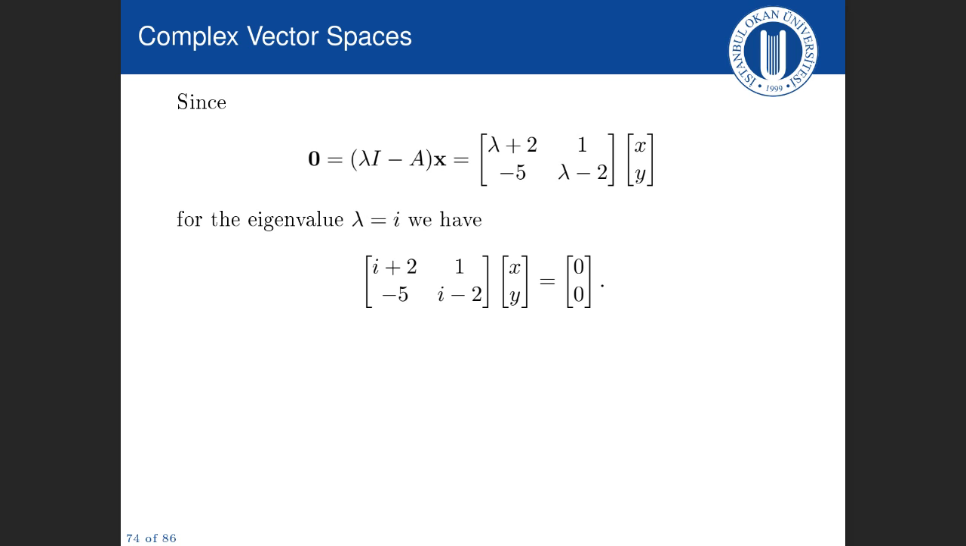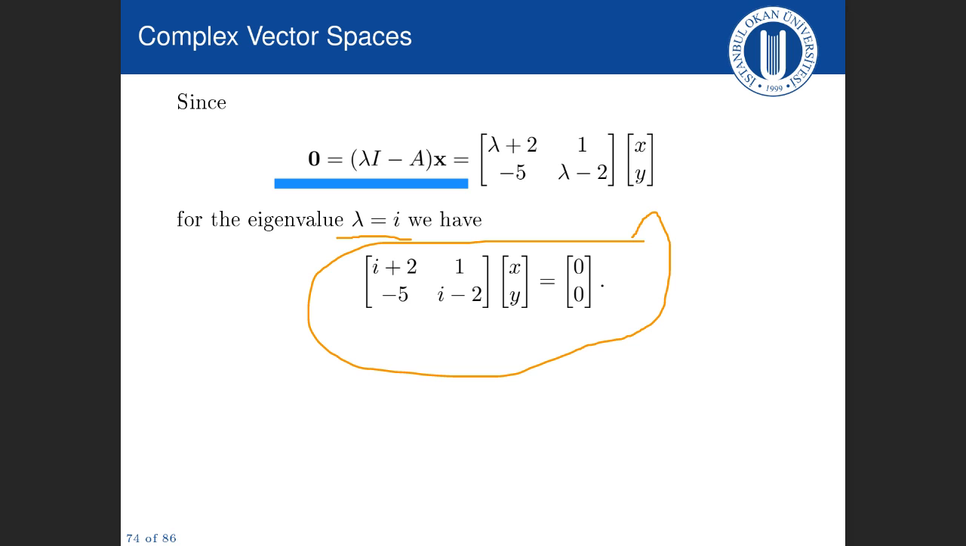For eigenvectors, we have the formula 0 vector is equal to (λI − A)x. And for this matrix, that's [λ+2, 1; −5, λ−2] multiplied by [x; y]. First, we do λ equal to i, and we get this linear system. We want [i+2, 1; −5, i−2] [x; y] equal to [0; 0].